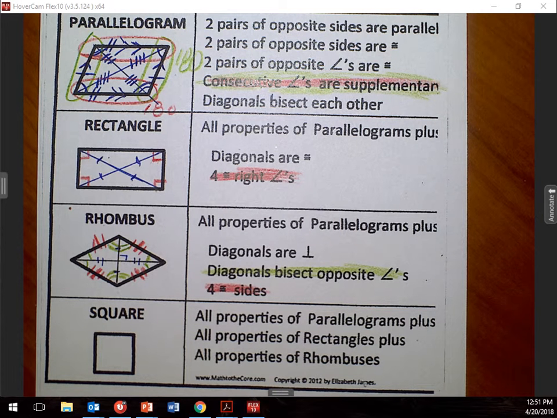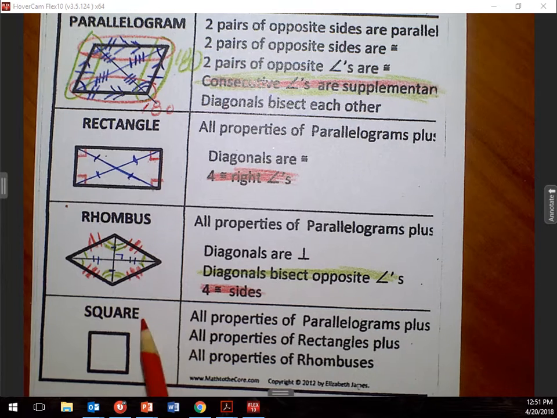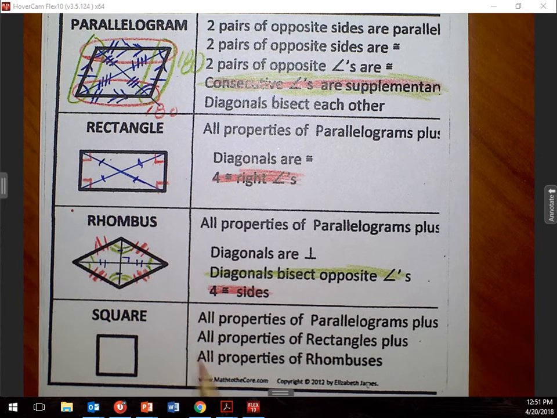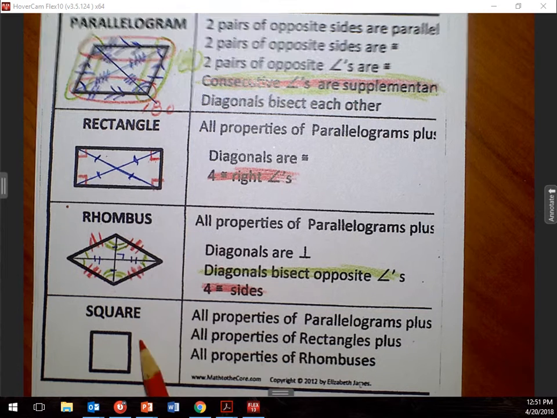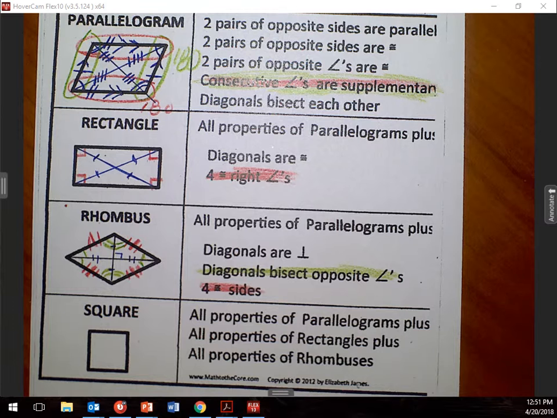He's pretty honest. Okay, so now are you guys ready for the next one? A square. Now, is a square a rhombus? Yes. How often? Always. Is a square a rectangle? Yes. How often? Always. Is a square a parallelogram? Yes. Always. That's what we need.